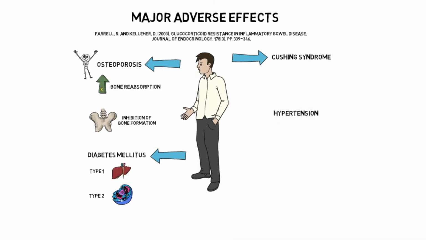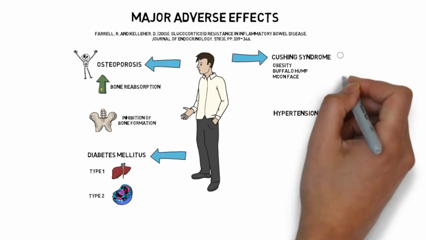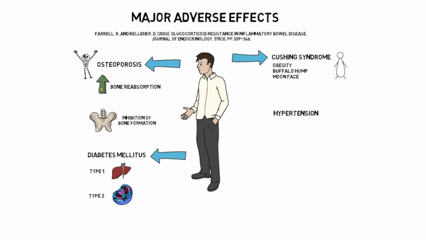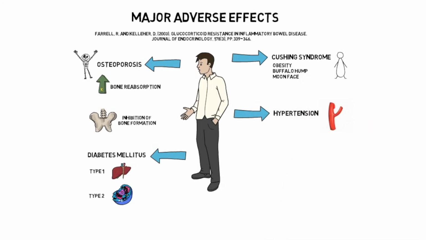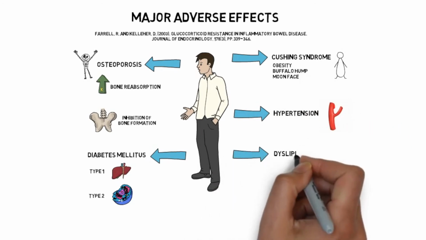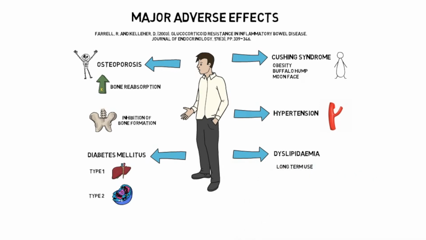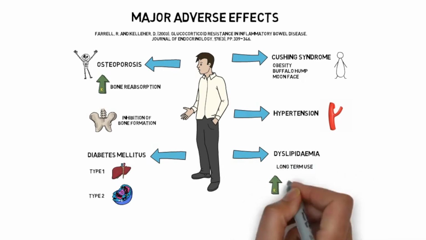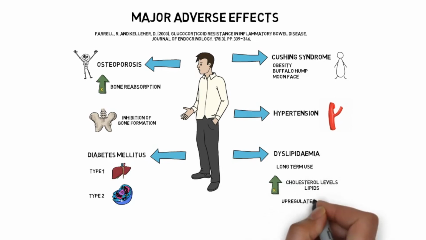This results in the redistribution of fats, consequently resulting in truncal obesity, buffalo hump, and moon face due to increased glucose metabolism. Hypertension is also observed with glucocorticoid use, however the mechanism still remains unknown. Long-term glucocorticoid usage is usually associated with dyslipidemia and is characterized by elevated total cholesterol levels, low-density lipoprotein cholesterol, and triglycerides. Thus, physicians should consider reasonable and appropriate use due to the major adverse effects associated with its use.